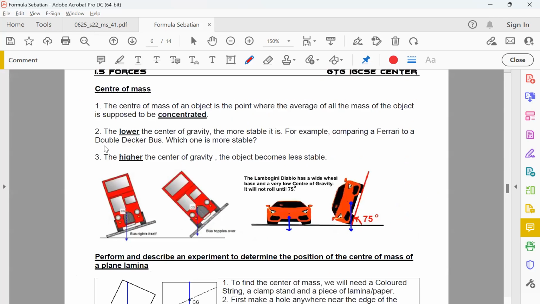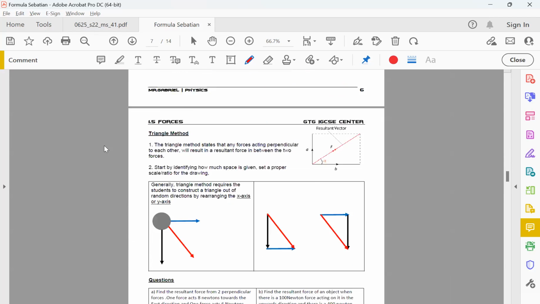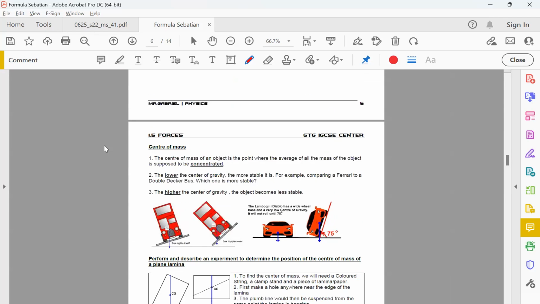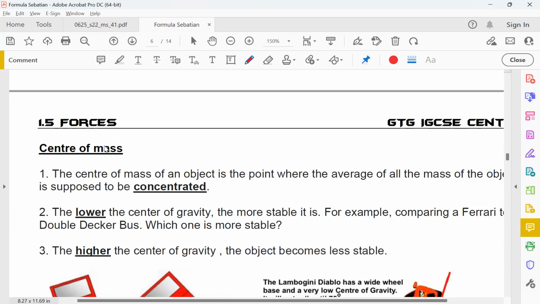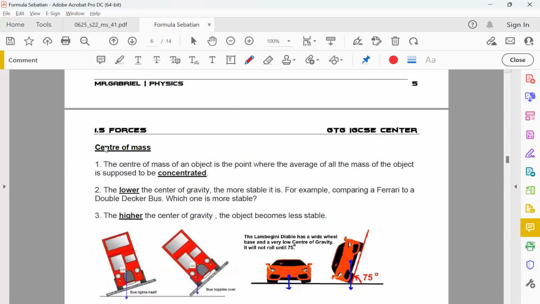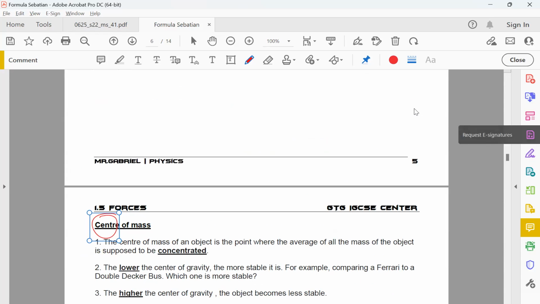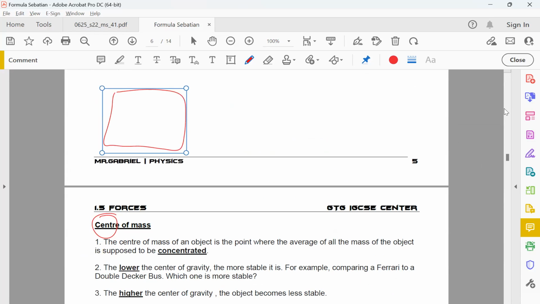The final 2 parts here are basically learning about center of mass. Guys, as the name suggests, center of mass is basically a point where all mass is concentrated, and specifically it is going to be the center. For example, if I have a rectangle, the center of mass will be here. If I have a circle, the center of mass will be here. If I have a triangle, the center of mass will be here. If I have a square or whatever, all the way the center of mass will be here.